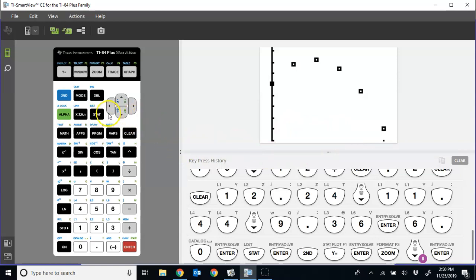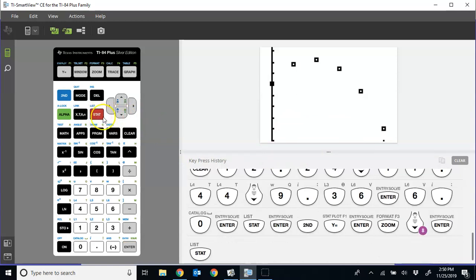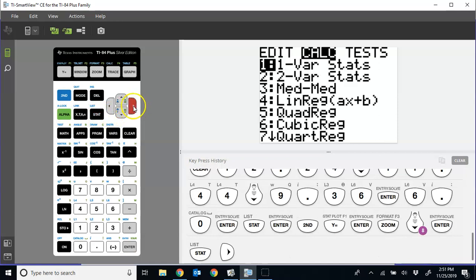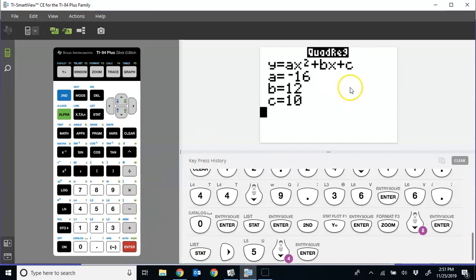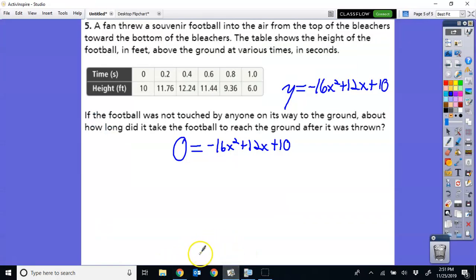So then we want to find the equation. We go back to stat, go over to calc or calculate, and go down to number 5, which is quad reg or quadratic regression. And it will find the best fitting line. Once I hit this calculate button at the bottom of the screen, it finds negative 16x squared plus 12x plus 10. Same thing that I found with Desmos.